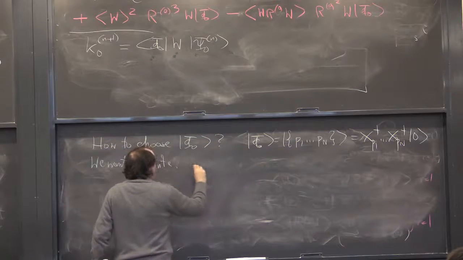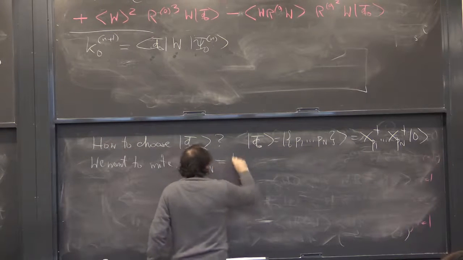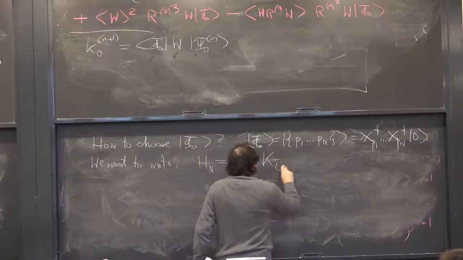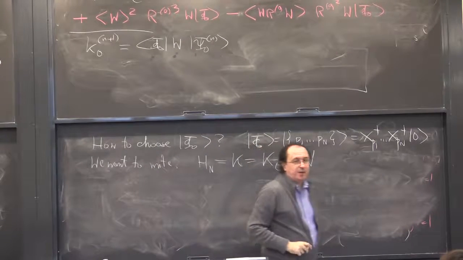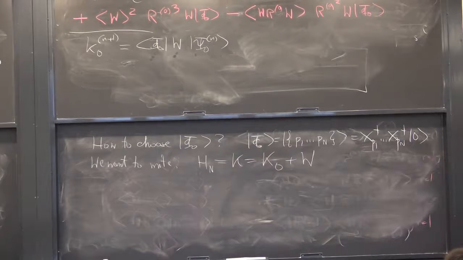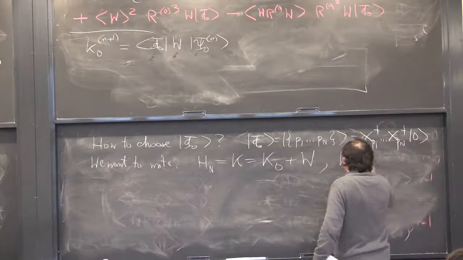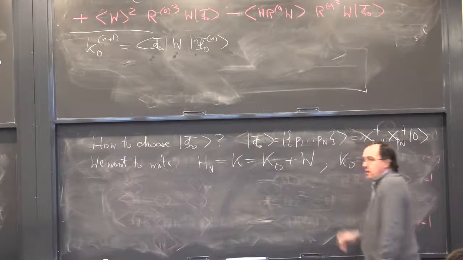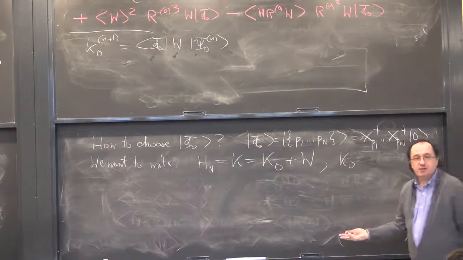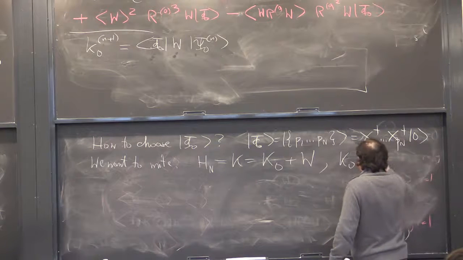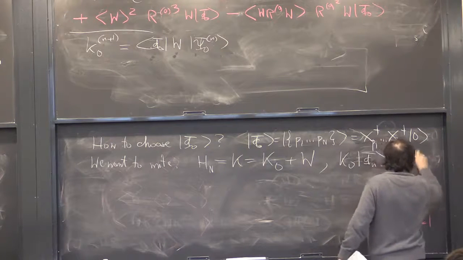We want to split our operator Hn, which is K, into the unperturbed part and the perturbation. In doing so, we have to do it such that for K0 we know the entire spectrum. We need to know all eigenstates.